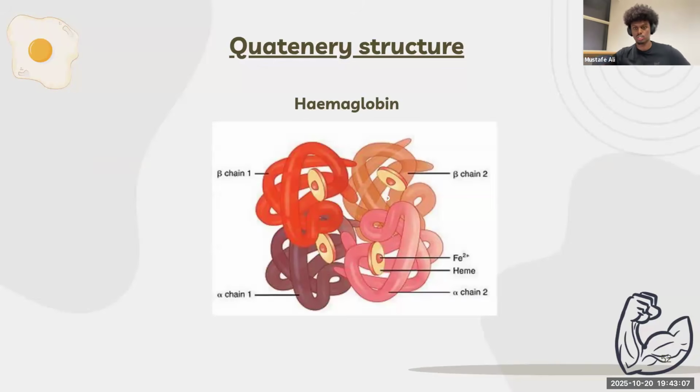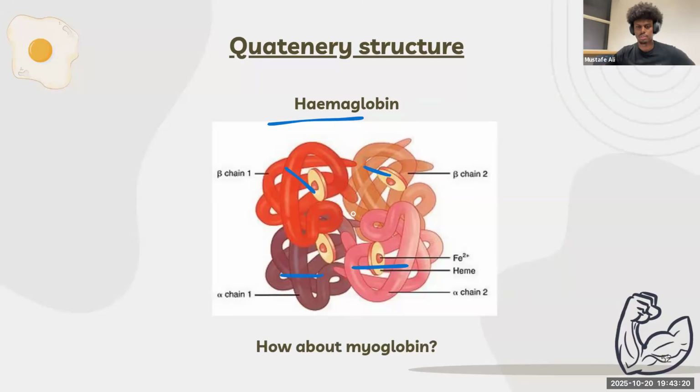An example of a quaternary structure would be hemoglobin. You can see it has a chain here, it has another chain here, it has another chain here, and another chain here. So this is an example of a quaternary structure. How about myoglobin though? Does anyone know if myoglobin is a tertiary structure too, or a quaternary structure? Does anyone remember?